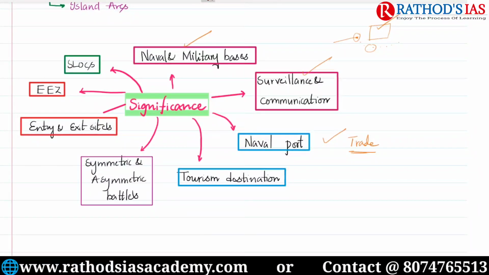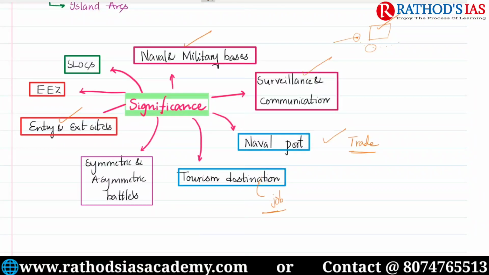And most of the islands are mainly developed for tourism, especially the Maldives. The Maldives economy is dependent upon tourism. And whenever there is a tourism destination, or whenever we develop an island as a tourist site, that will be helpful for job creation, or we can get some additional job opportunities. And they also act as entry and exit sites to the Pacific Ocean. For example, Andaman and Nicobar acts as an entry and exit site for the Pacific Ocean.